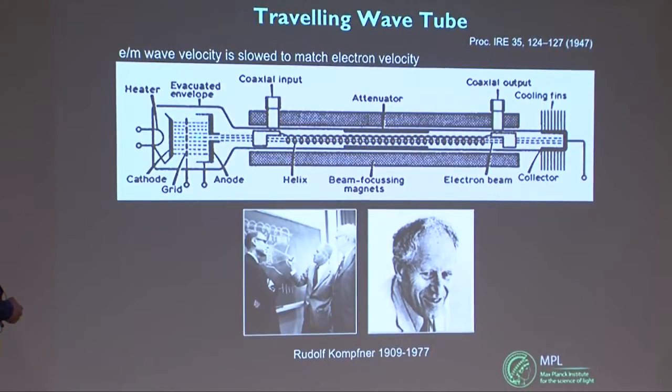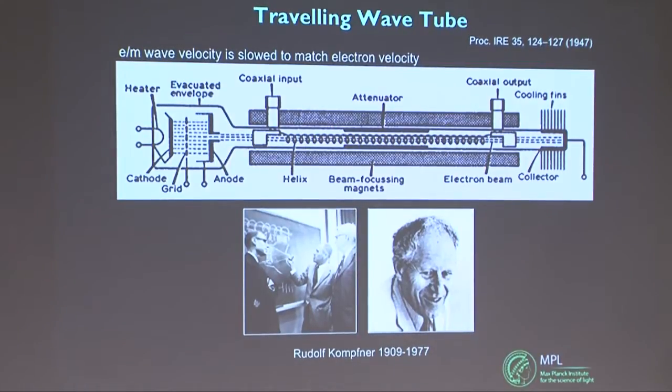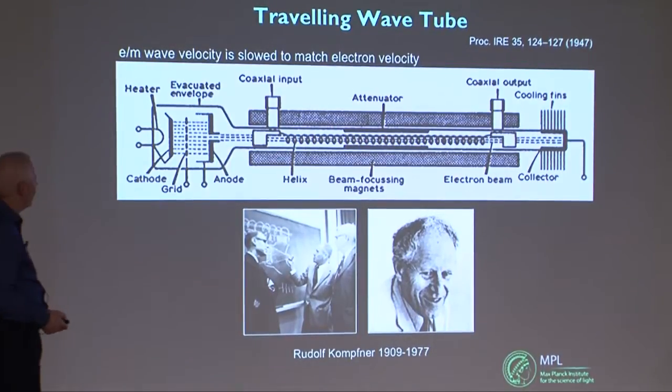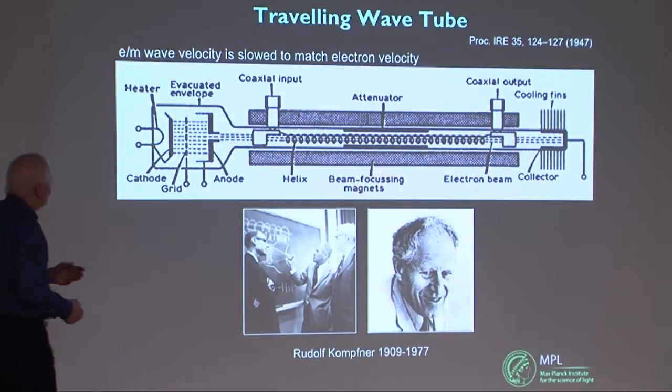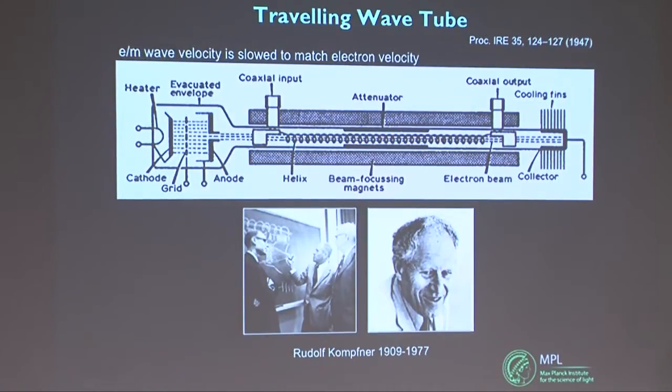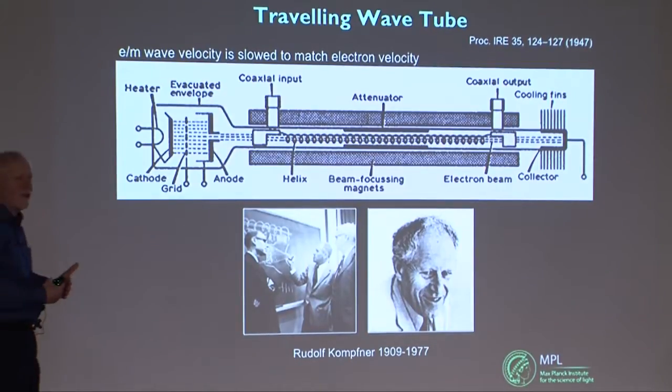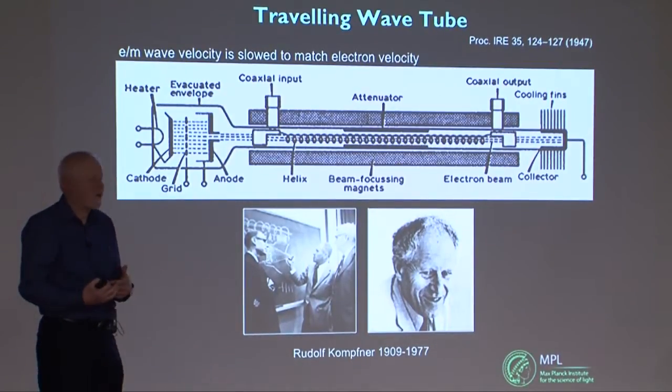He realized that you could create an electron beam in those days, though you couldn't make them relativistic. You couldn't make them go really fast, but you could make them go pretty fast. What he wanted to do was use the electrons to amplify a microwave signal, but they travel at different velocities, so you can't match their velocities. But if you send the microwave signal around a spiral path, you're essentially slowing down its velocity, slowing down its phase velocity and its group velocity.